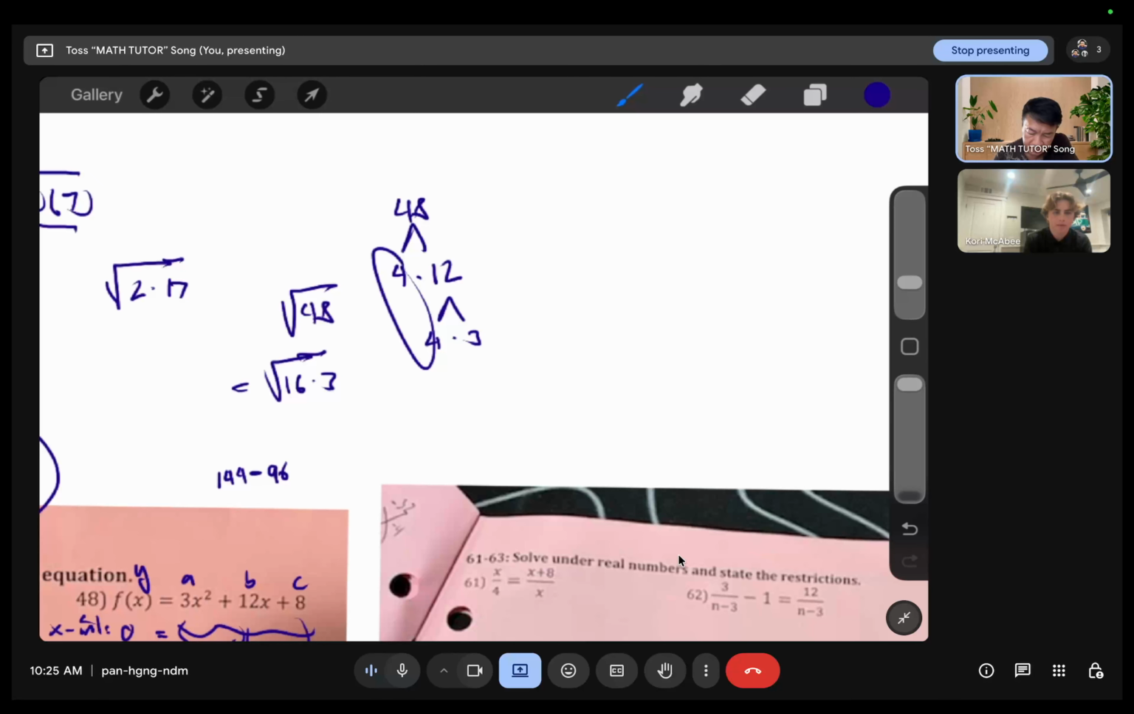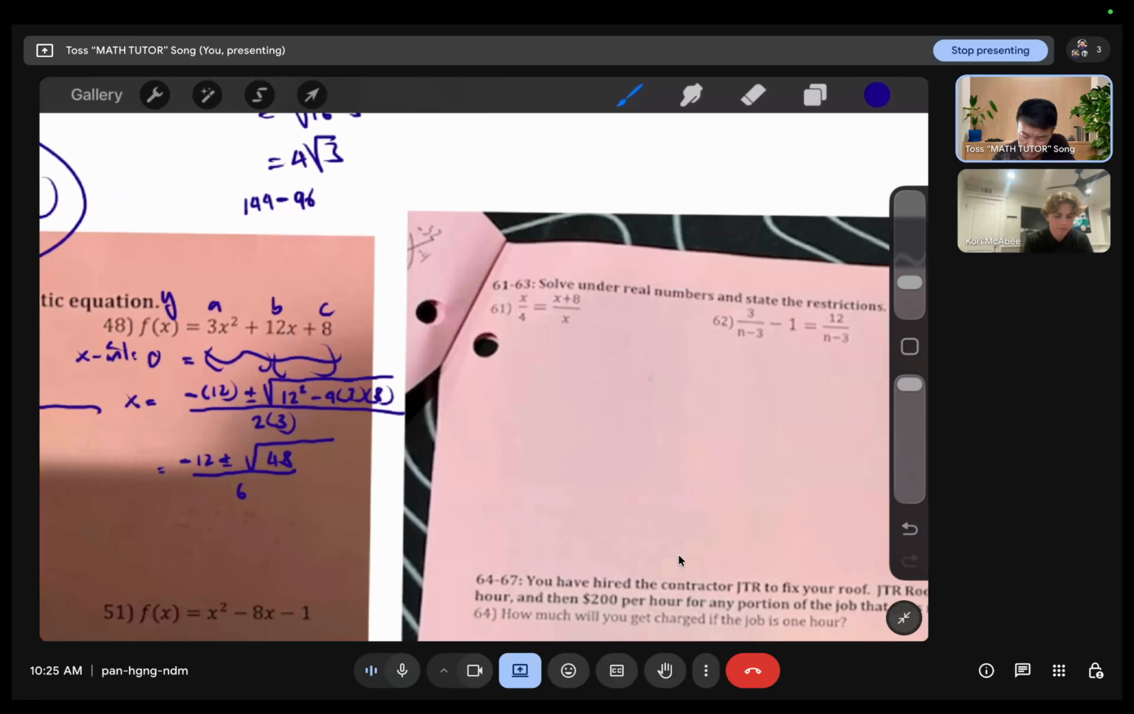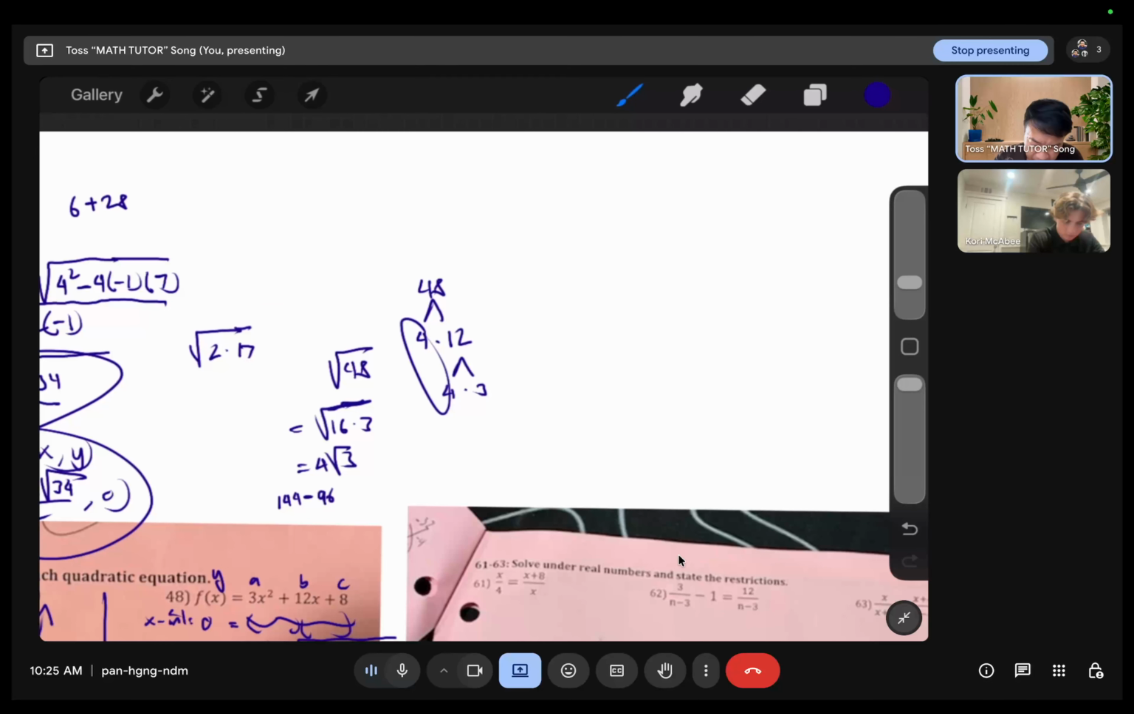16 times 3. Oh, so yeah, they're inside the root. Therefore, it's really a 4 root 3 if you were to simplify it. So that means it's like this, but I'll show you quickly, okay? Let me write it here. So 4 root 3 all over 6, but we're not done here. But okay, let's say you don't know how to simplify root 48.